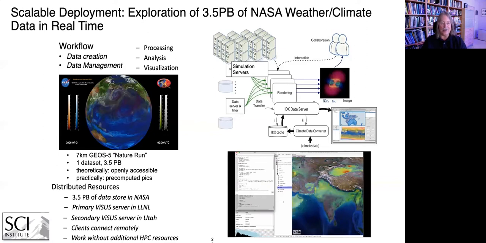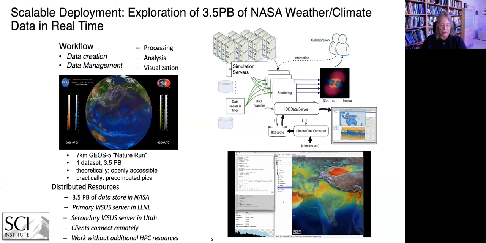So what's the option? Well, the option now is streaming and what we're calling in situ types of visualization, where we can make changes in the data, either when the simulation is running or as the data is flowing back to us and streaming. What you see on the bottom right is actually the interactive visualization from data that's being stored at NASA.